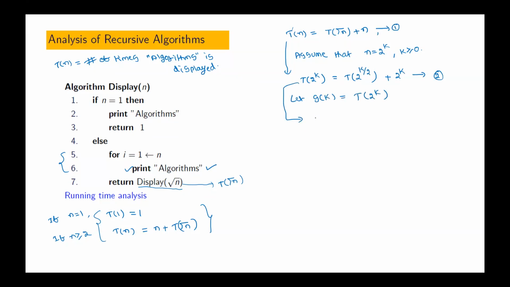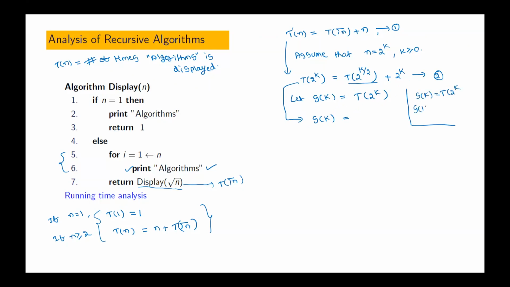It becomes S of k equals T of 2 power k by 2 plus 2 power k. If S of k is T of 2 power k, what is T of 2 power k by 2? It is S of k by 2. Is that okay? See, S of k is T of 2 power k.